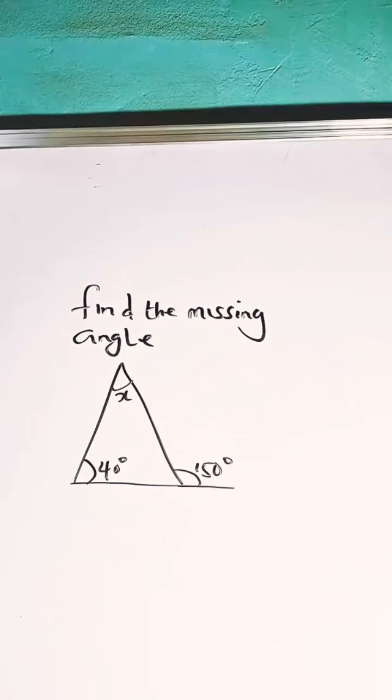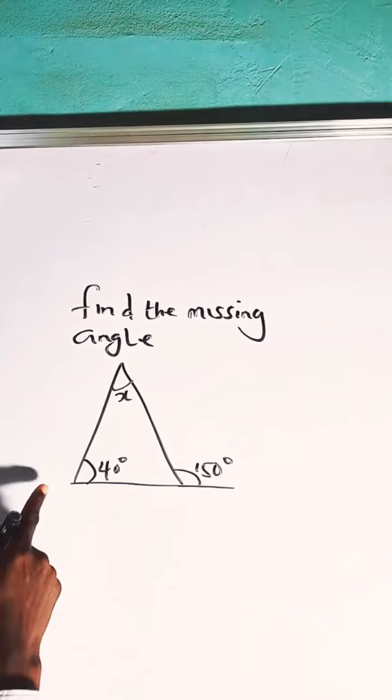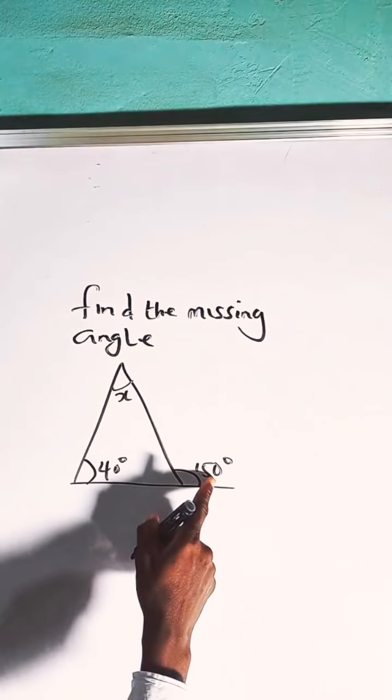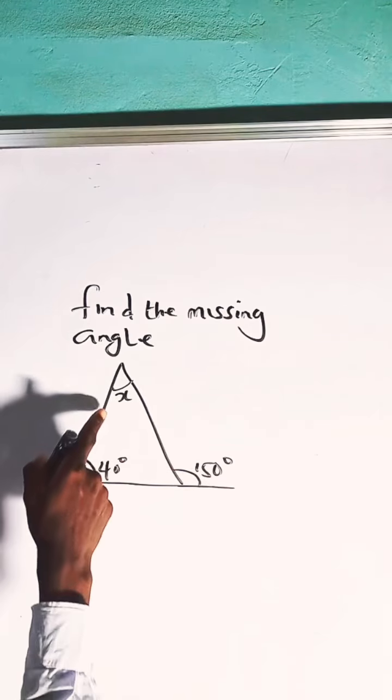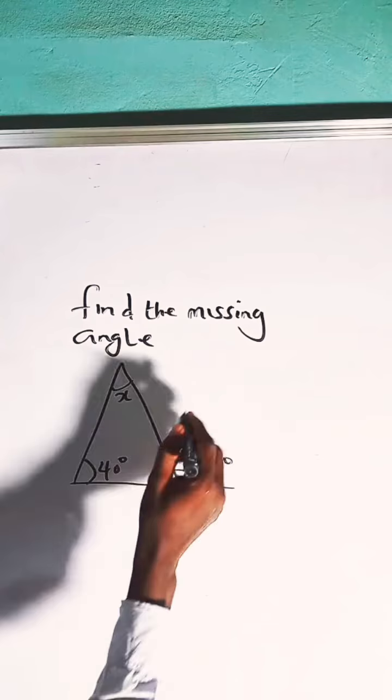The question says find the missing angle. Okay, in this figure, we have a triangle extended. So the exterior angle is 150 degrees. We have interior angle x. We have 40 degrees. We have to look for x. So how do we calculate that?